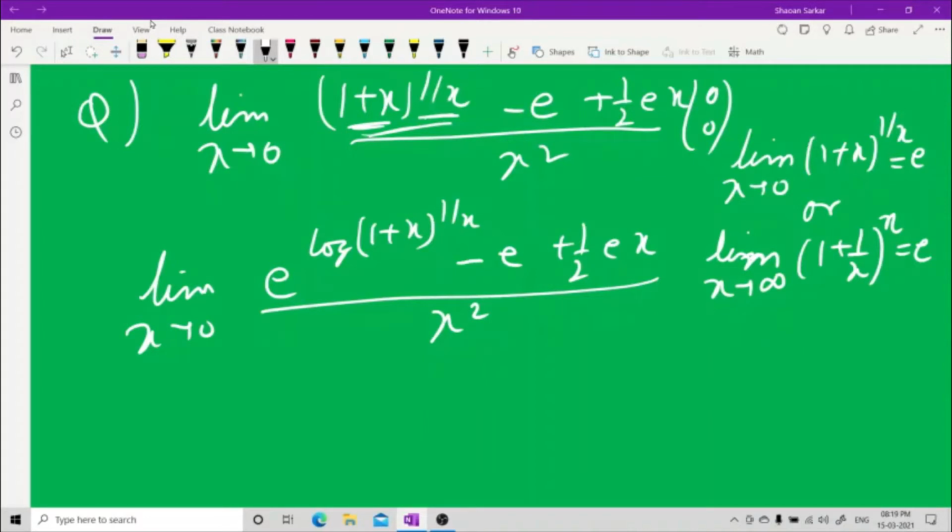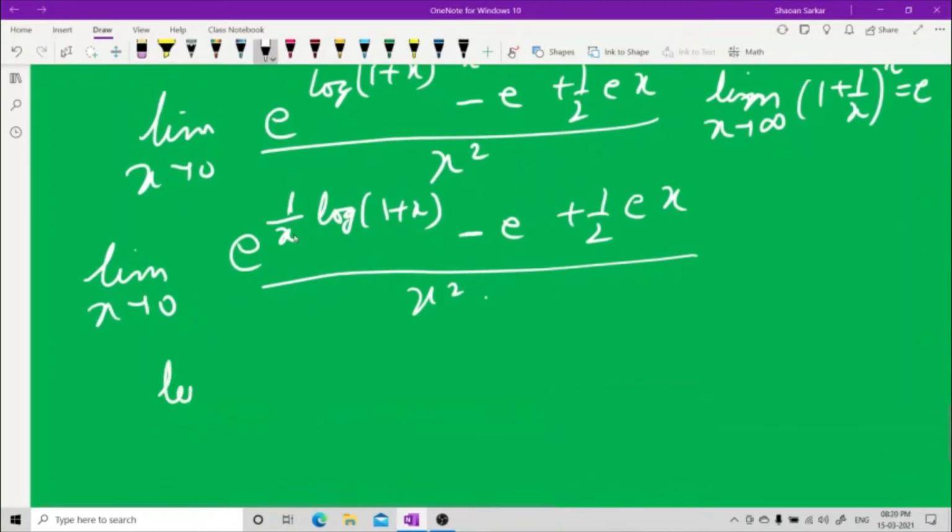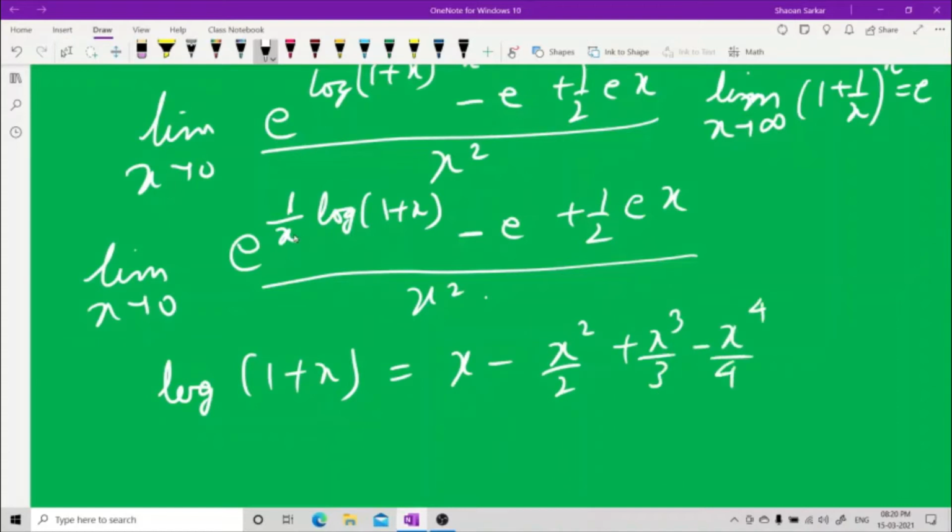Now this can be written as, still I am not using L'Hopital's rule, log (1 plus x) minus e plus half e x upon x square. Now log 1 plus x is, just a minute, not minus x, it is x minus x square by 2 plus x cube by 3 minus x4 by 4 and so forth. This is a known fact.